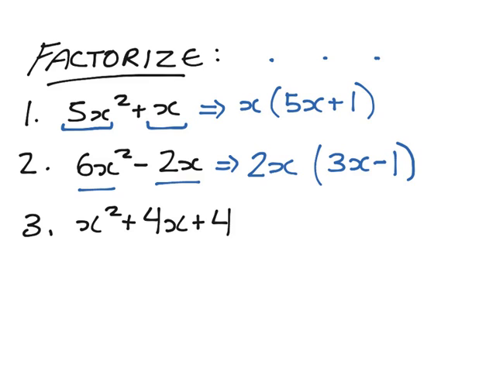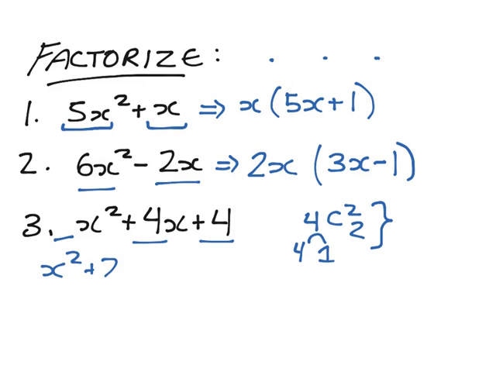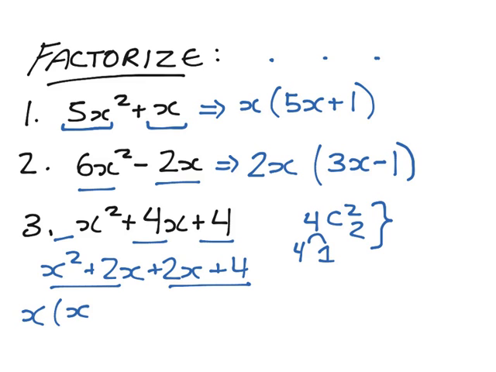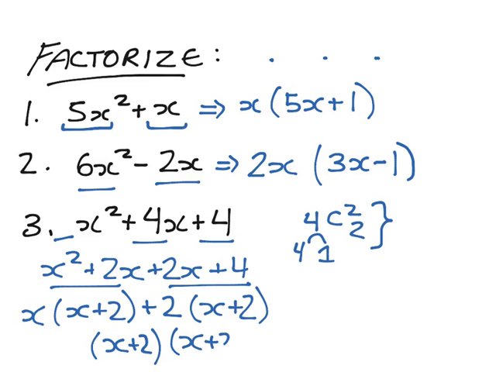Here we can factorize. The product of a and c is 4, which can be factorized into 2 and 2, or 4 and 1. So here we see that if we add 2 and 2, we'll get our b value of 4. So let's try that. x squared plus 2x plus 2x plus 4. Factorize both sides into x times x plus 2 plus 2 times x plus 2, which gives us x plus 2 times x plus 2, or x plus 2 squared.